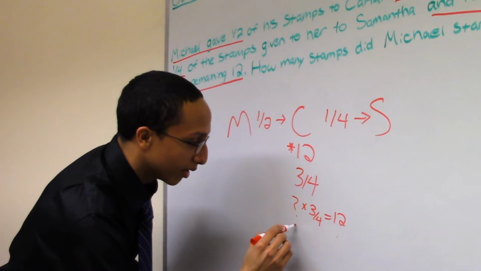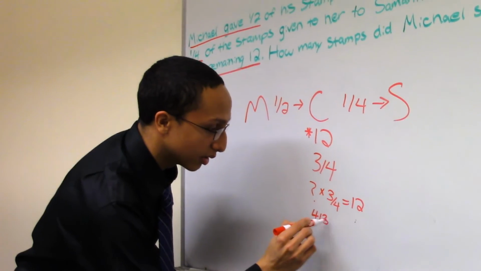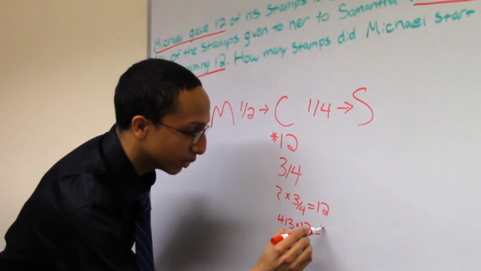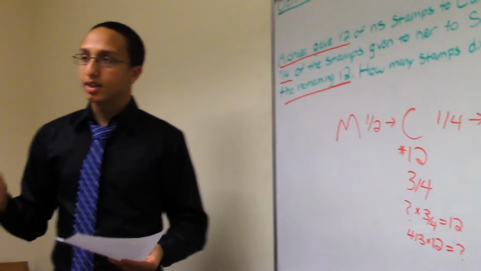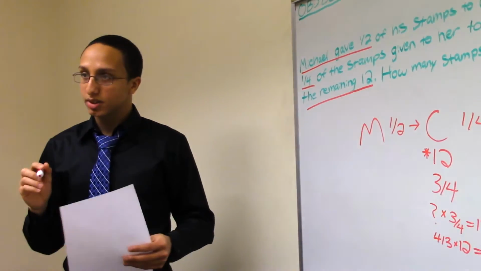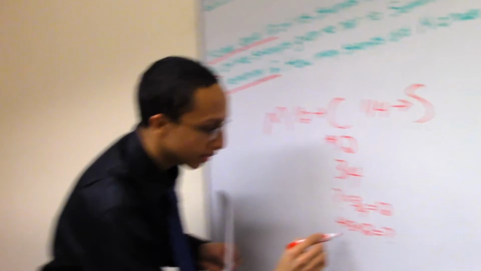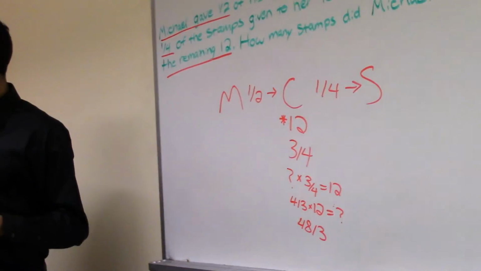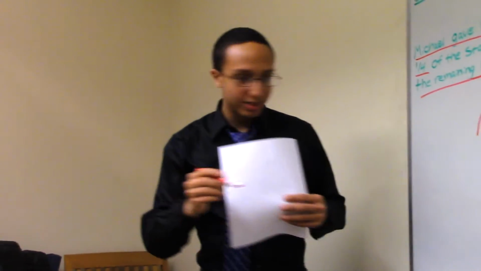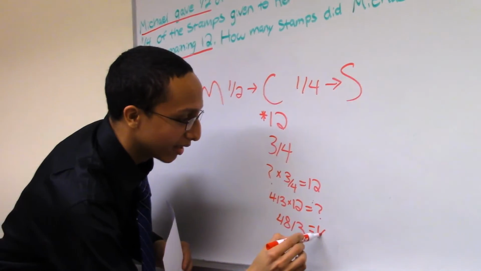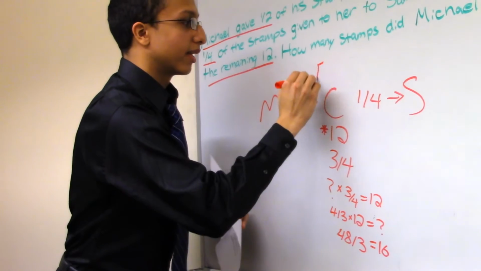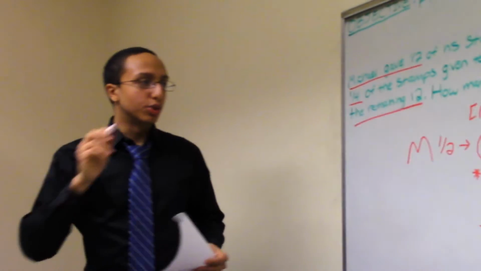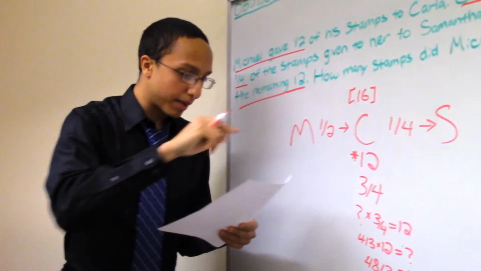So 4/3, that's the reciprocal, times 12 equals the original number of stamps. So Laura, can you simplify that for us? Yes, that's 48/3. Perfect. Thank you. And Rosses, what does that equal? 16. Great. So Carla originally had 16 stamps. So now we're also going to continue working backward.